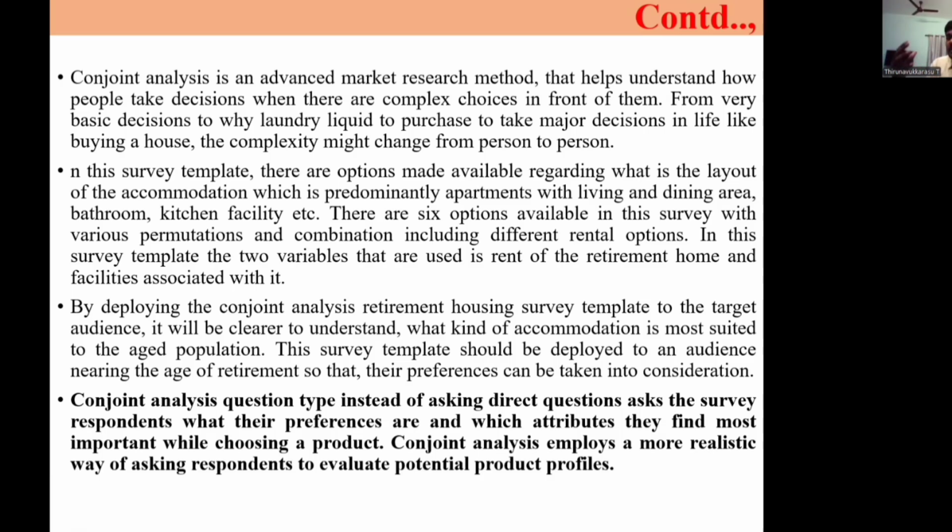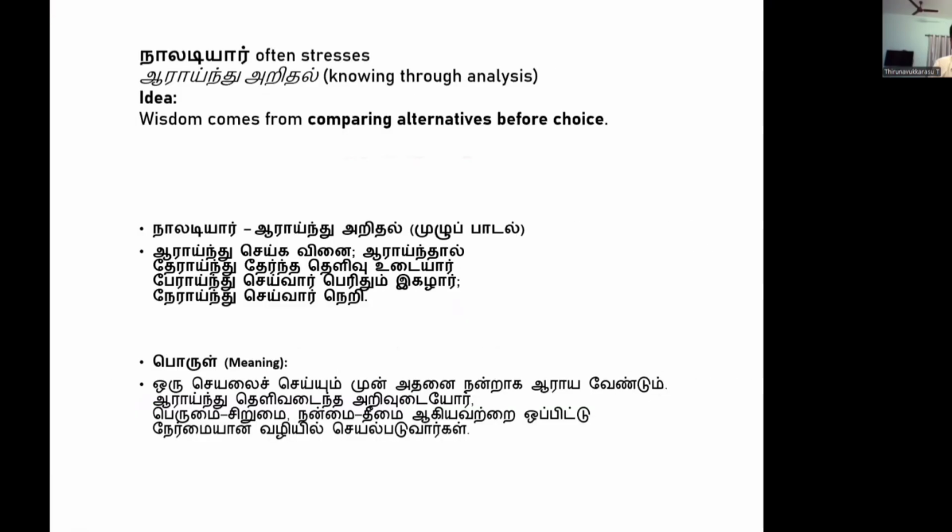The survey template is deployed to an audience nearing the age of retirement so that their preference can be taken into consideration. In the conjoint analysis question type, instead of asking a direct question, we ask the survey respondent what their preference is and which attributes they find most important, right? I may conclude with this slide of part one, conjoint analysis.